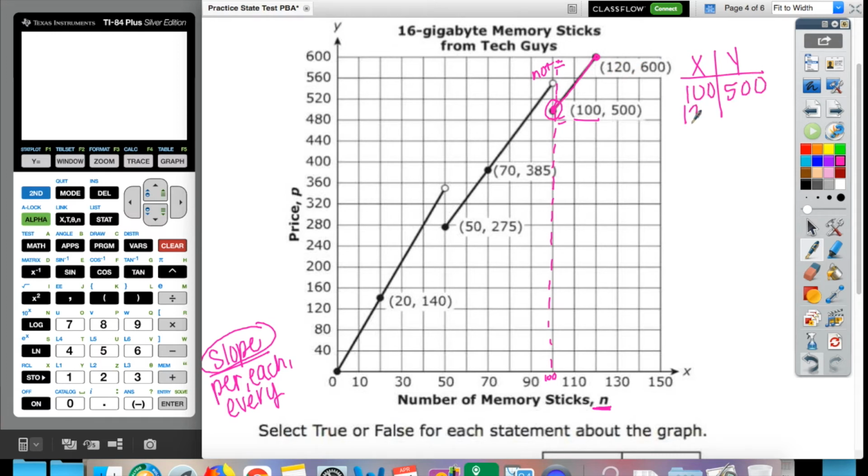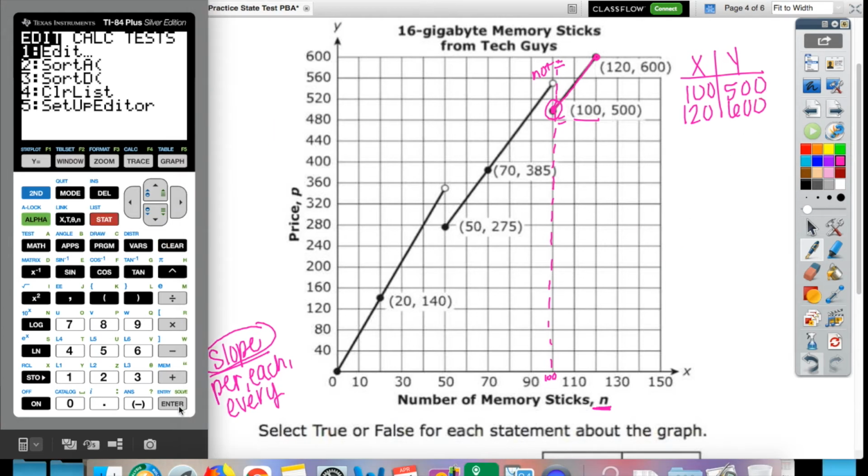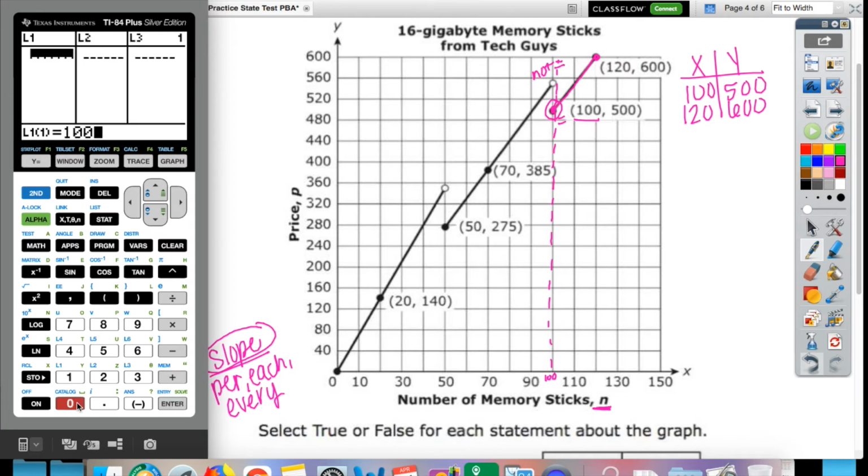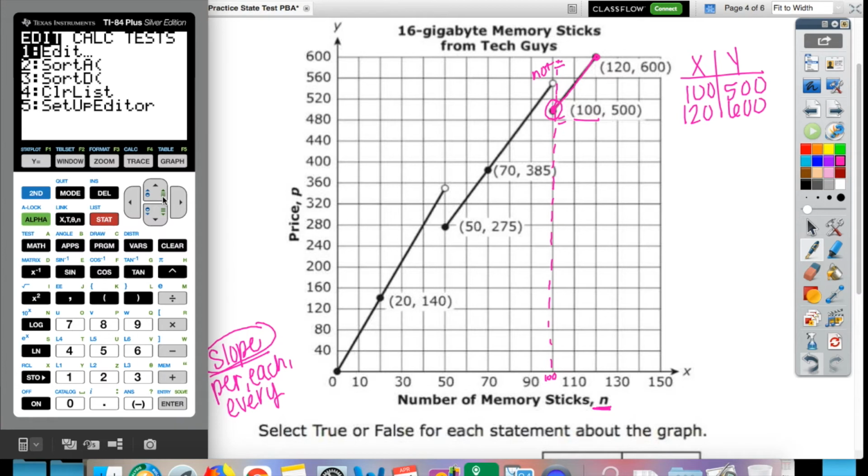And then my larger point. And we can plug this into stat and get our slope. So if I go to stat, edit, I can plug those points in. 100, 120, 500, and 600. You only get slope from a linear equation, so we want to do stat, go over to calc, and we want a linear regression, so ax plus b. So number 4. Enter through all of this, and your slope is always the one that hits on x.